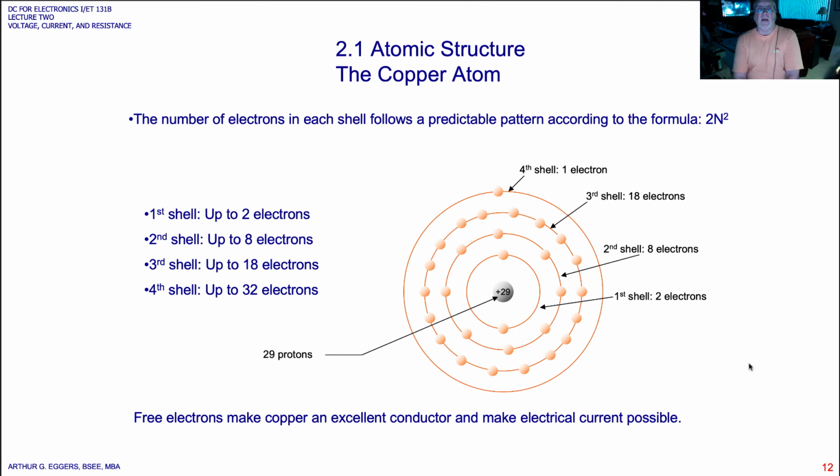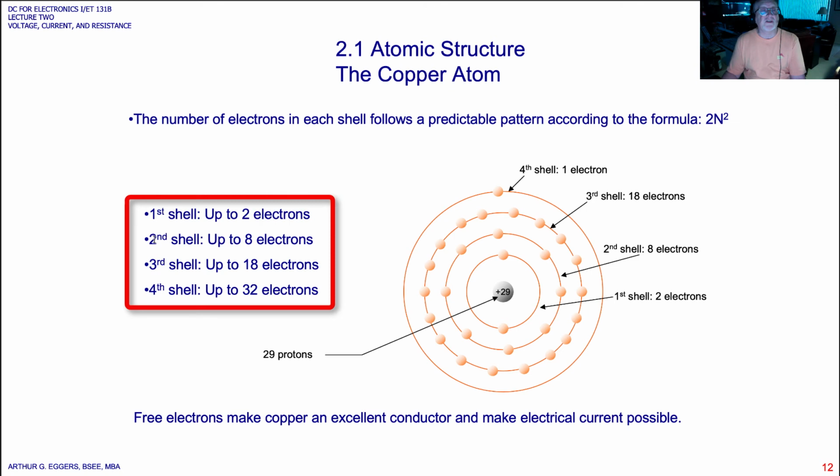So if we look at a copper atom, we're going to use copper a lot in the study of electronics, so we might as well get used to looking at this. The number of electrons in each shell follows a predictable pattern according to the formula 2n squared, where n is the shell number. So we can see here, off to the left, first shell, second shell, third shell, fourth shell, and in this case we have 2 electrons, 8 electrons, 18 electrons. Those numbers obey this formula, 2n squared.